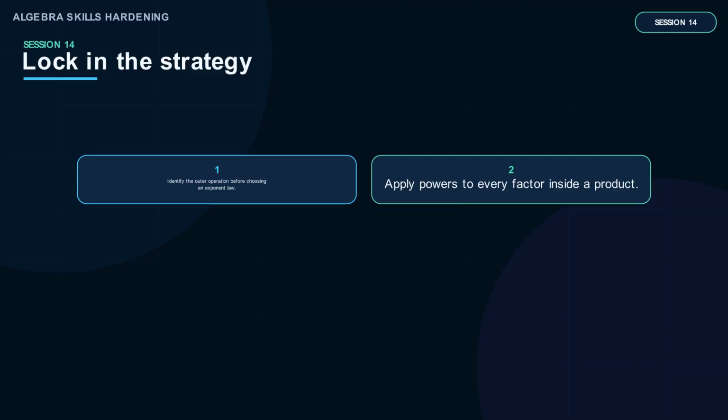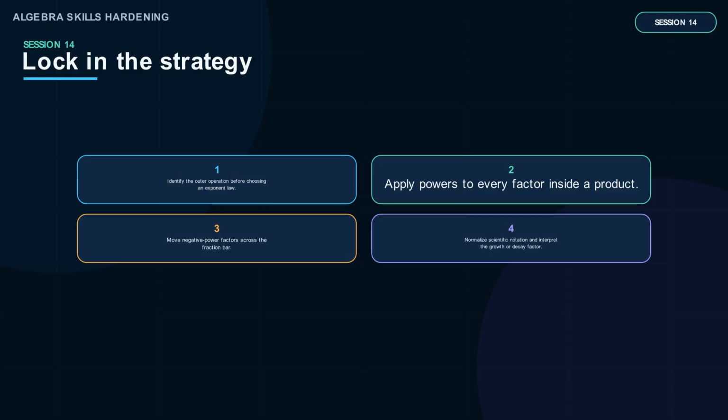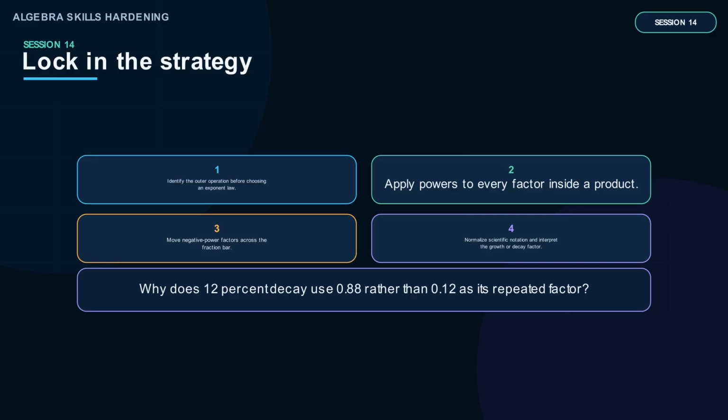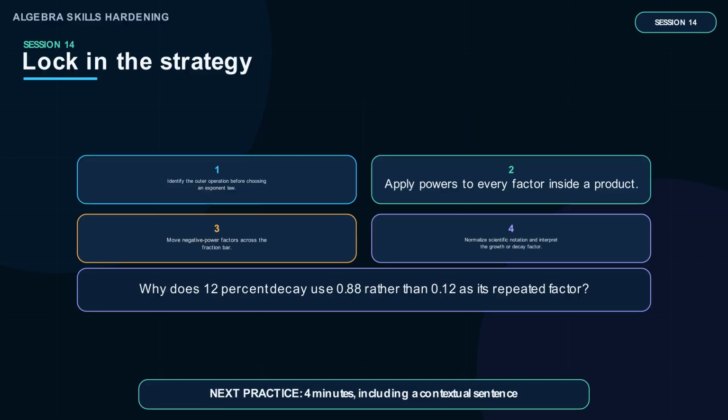The central message is: apply exponent laws only to matching product or quotient structures. Combine it with the discipline to rewrite negative powers without changing coefficients. Finish by remembering to interpret exponential growth and decay factors in context. This turns a calculated result into a justified answer. Reflection. Why does 12% decay use 0.88 rather than 0.12 as its repeated factor? Name the error specifically so you can interrupt it next time. Practice one fresh problem within 4 minutes, including a contextual sentence. Keep the work readable, check it independently, and carry the routine forward.